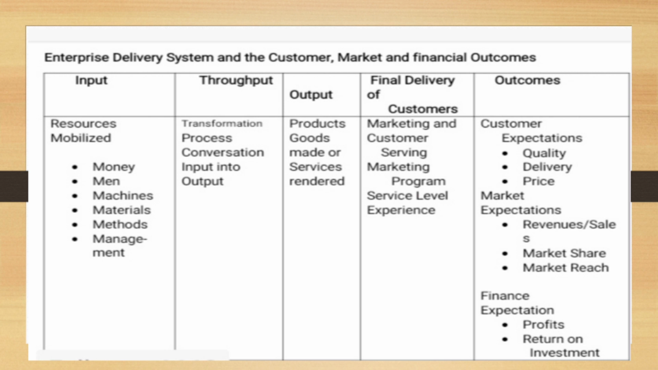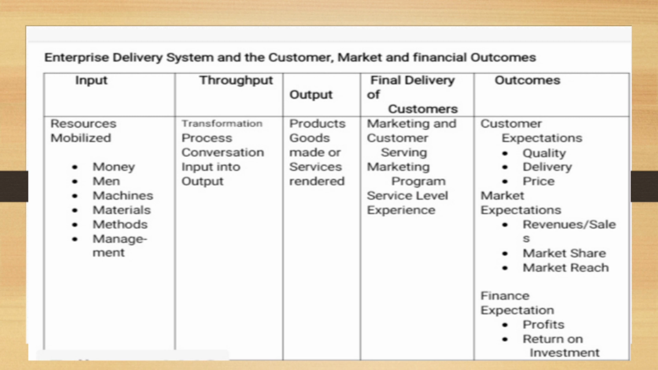And then for the next column, we have the throughput. Here is where the transformation process happens, the conversion of input into output. And then we have the output. Of course, output means the products or the goods made or the services rendered.